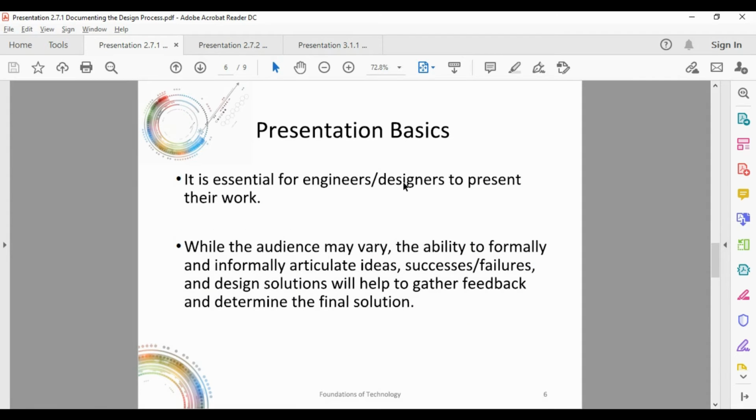It is essential for engineers and designers to present their work, if anything, just for the patent. And while the audience may vary, the ability to formally and informally articulate ideas, successes, failures, and design solutions will help gather feedback and determine the final solution. So, you've got to be able to explain to people what you did. And that is one of the toughest things to do.